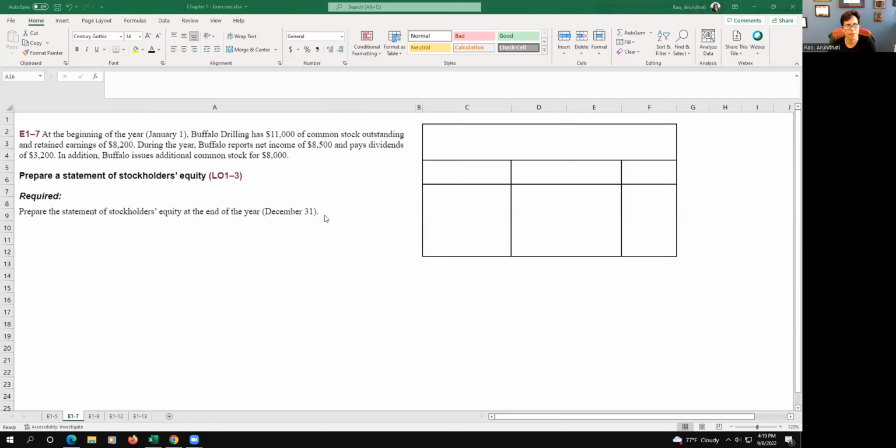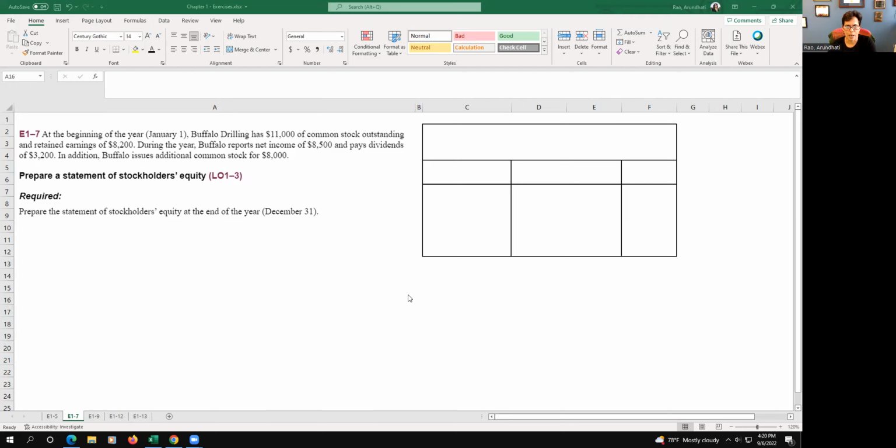That's on December 31st. At the beginning of the year, on Jan 1st, Buffalo Drilling has $11,000 in common stock and $8,200 in retained earnings. During the year, Buffalo reports net income of $8,500. They pay out dividends of $3,200 to their stockholders. They also issued additional common shares of $8,000.